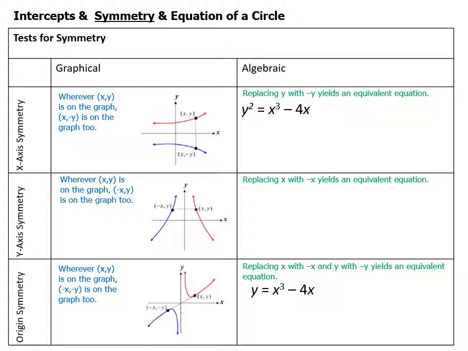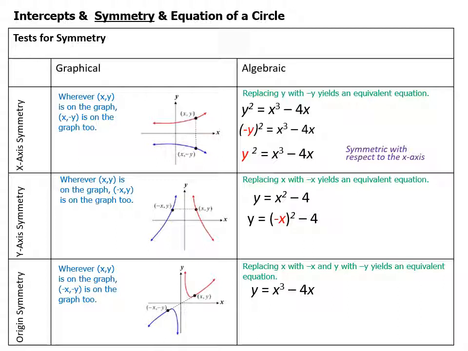Working through that, y squared equals x cubed minus 4x. Plug in negative y. Negative y squared is just y squared. That's equivalent, so it is symmetric with respect to the x-axis. For the y-axis, plug in negative x. Negative x squared happens to be x squared, and so that is symmetric with respect to the y-axis.